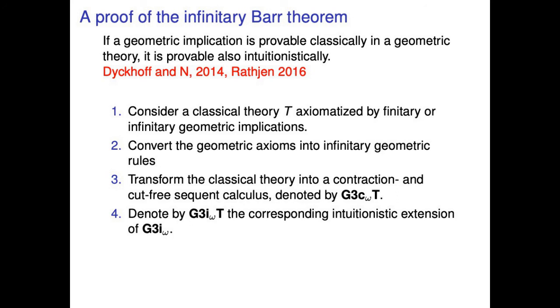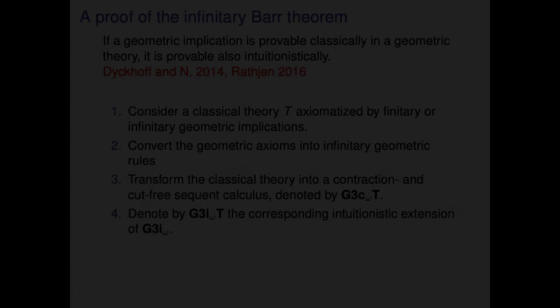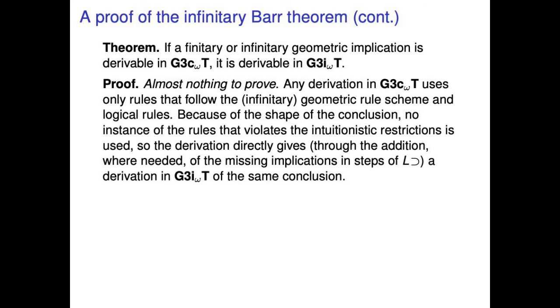And then we consider also the intuitionistic calculus. The intuitionistic calculus has the same theory part, so the geometric rules are the same. And the logic part is the part that has the rules for conjunction, infinite conjunction, implication, and universal, slightly changed. And then we have, again, an almost trivial proof. If we have a geometric implication which is derived classically in this geometric theory, it is also derived intuitionistically.